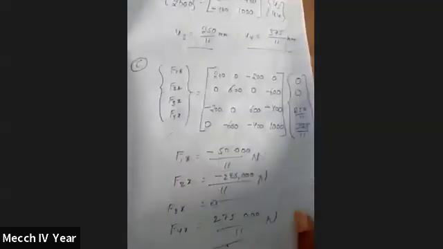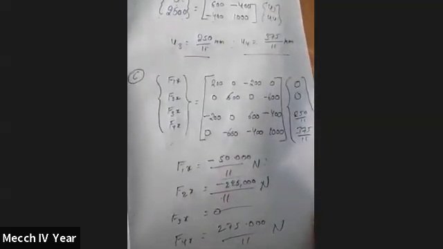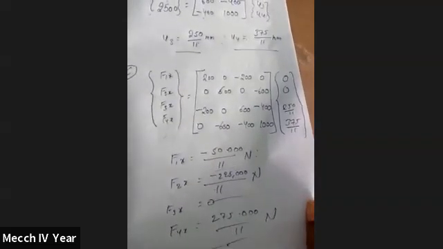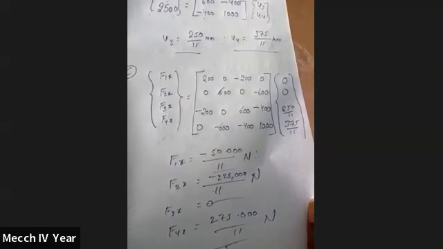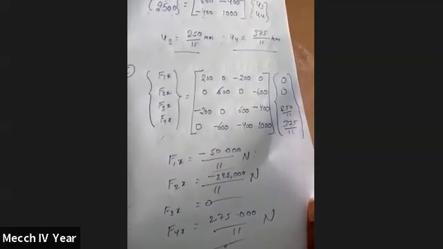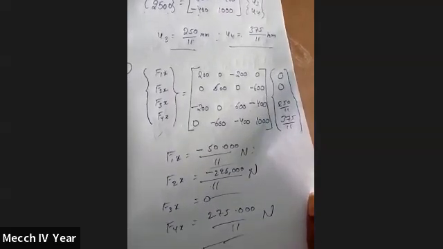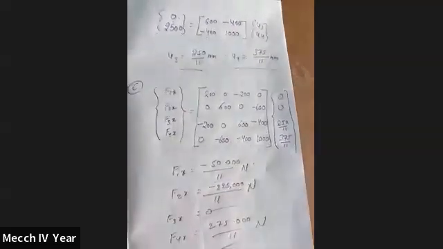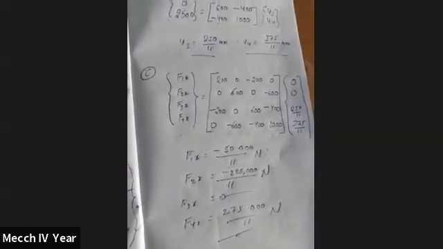Now, from these results, we observed that the sum of the reactions F1x and F2x is equal in magnitude but opposite in direction to the applied force F4x. These results verify equilibrium of the whole spring assemblage. So here we see the spring is in equilibrium.